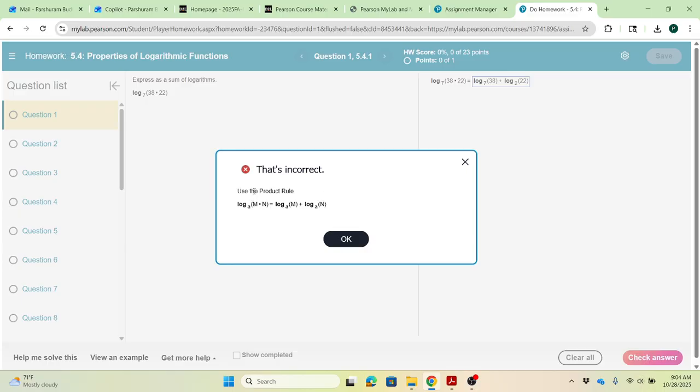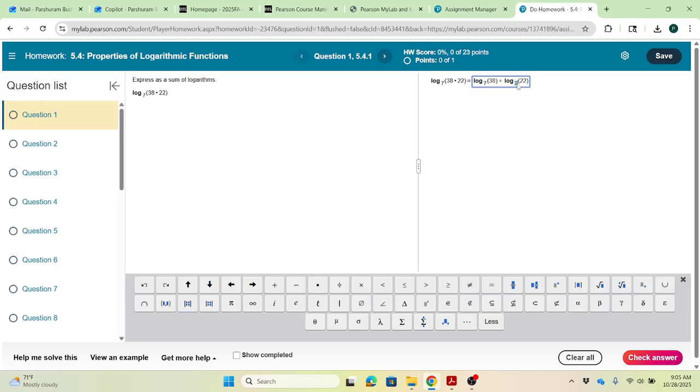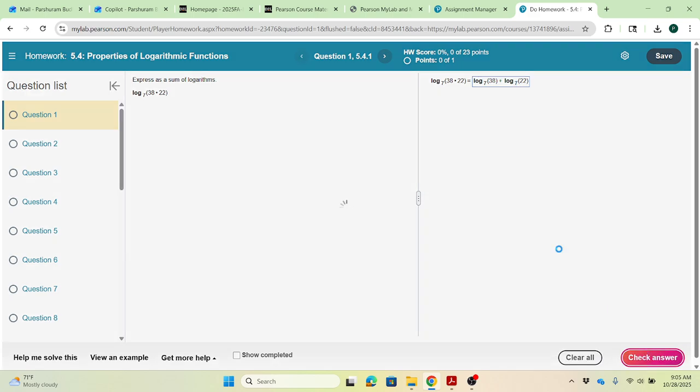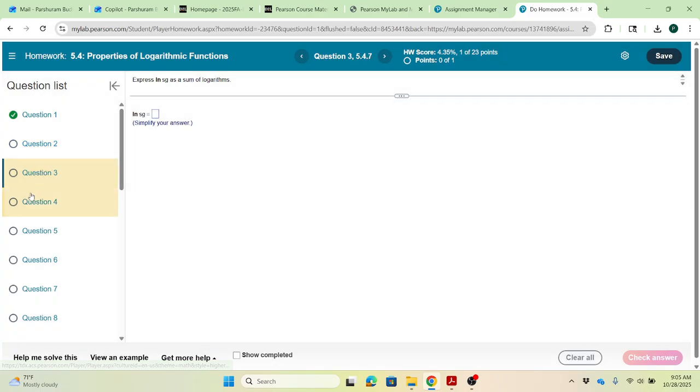Incorrect. What happened? Did I do something wrong? Log base 7. Oh, look, here I put the wrong base. It's supposed to be 7, not 2. So it's supposed to be 7. This is the typo. Excellent. Using the product rule. So that's the product rule.